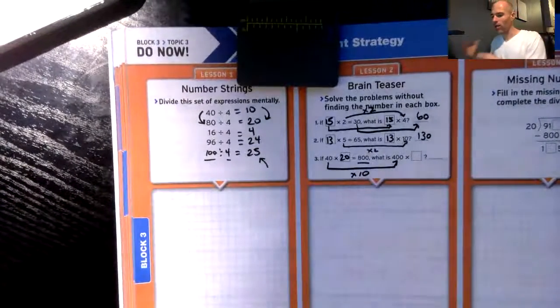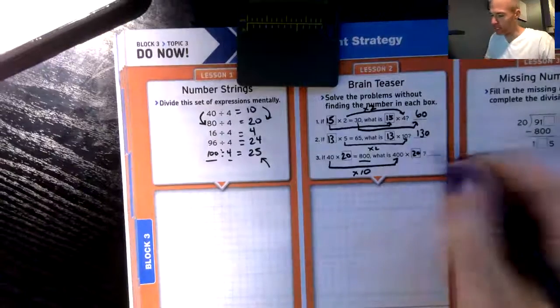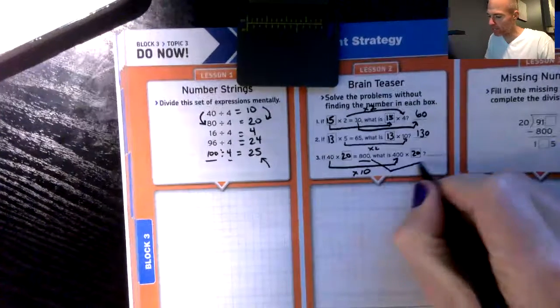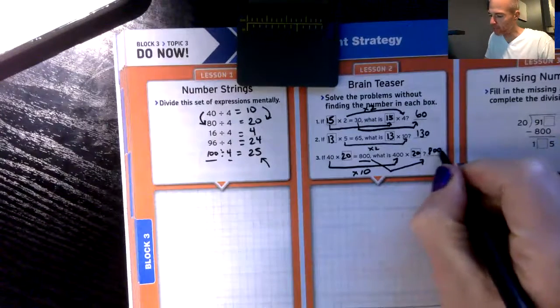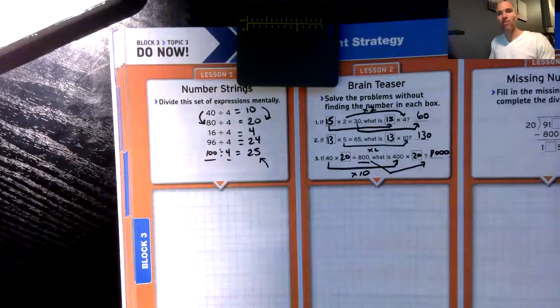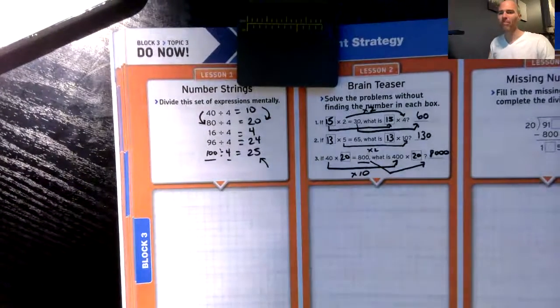And so that means that our product should also be 10 times larger. So this 800 is going to now become 8,000. That was a really hard warm-up. So if you weren't able to get that without a lot of help from me, don't worry about it.